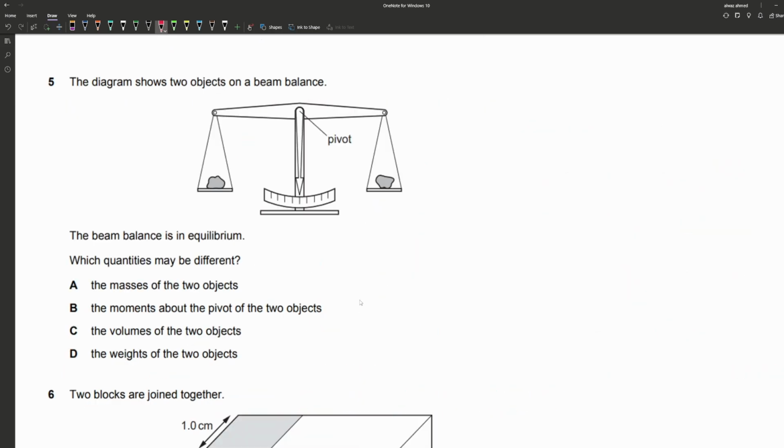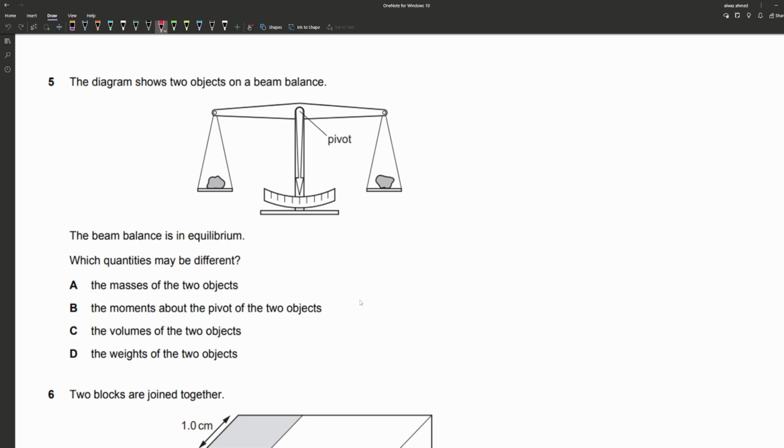The next question says the diagram shows two objects on a beam balance. The beam balance is in equilibrium. Which quantities may be different? The masses of the two objects, the moment about the pivot of the two objects, the volume of the two objects, the weight of the two objects.